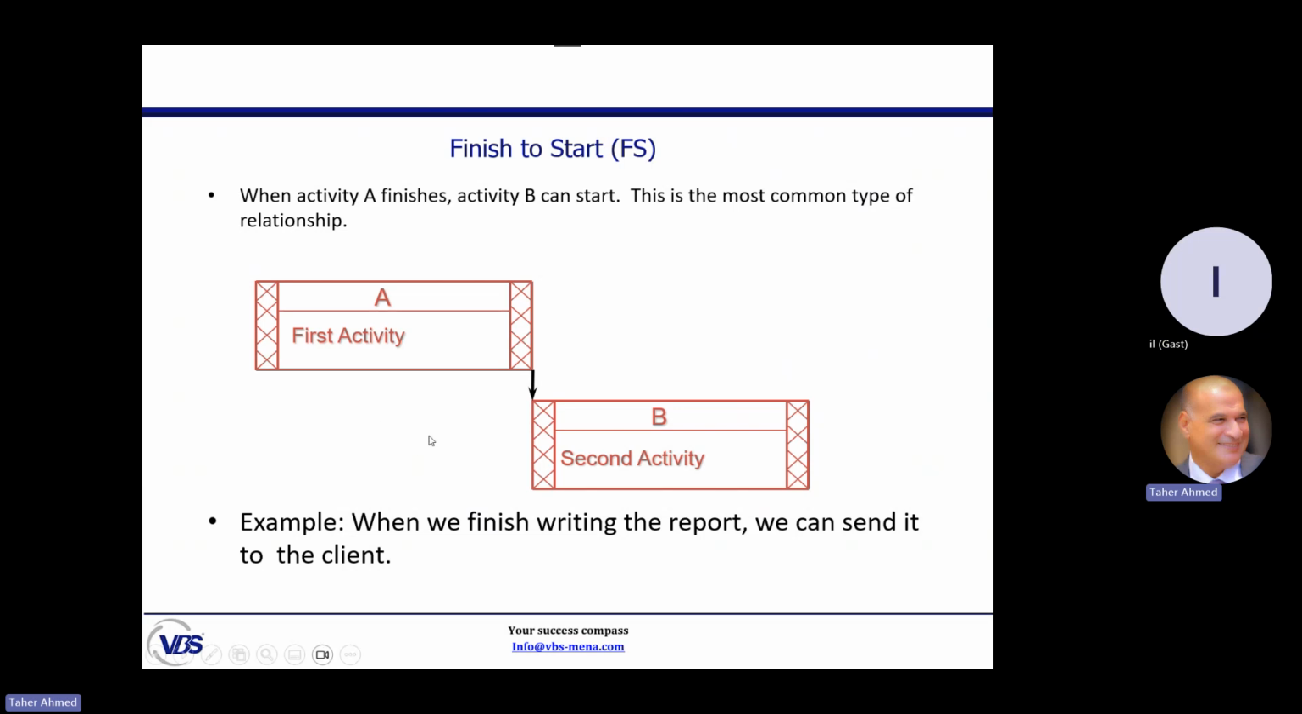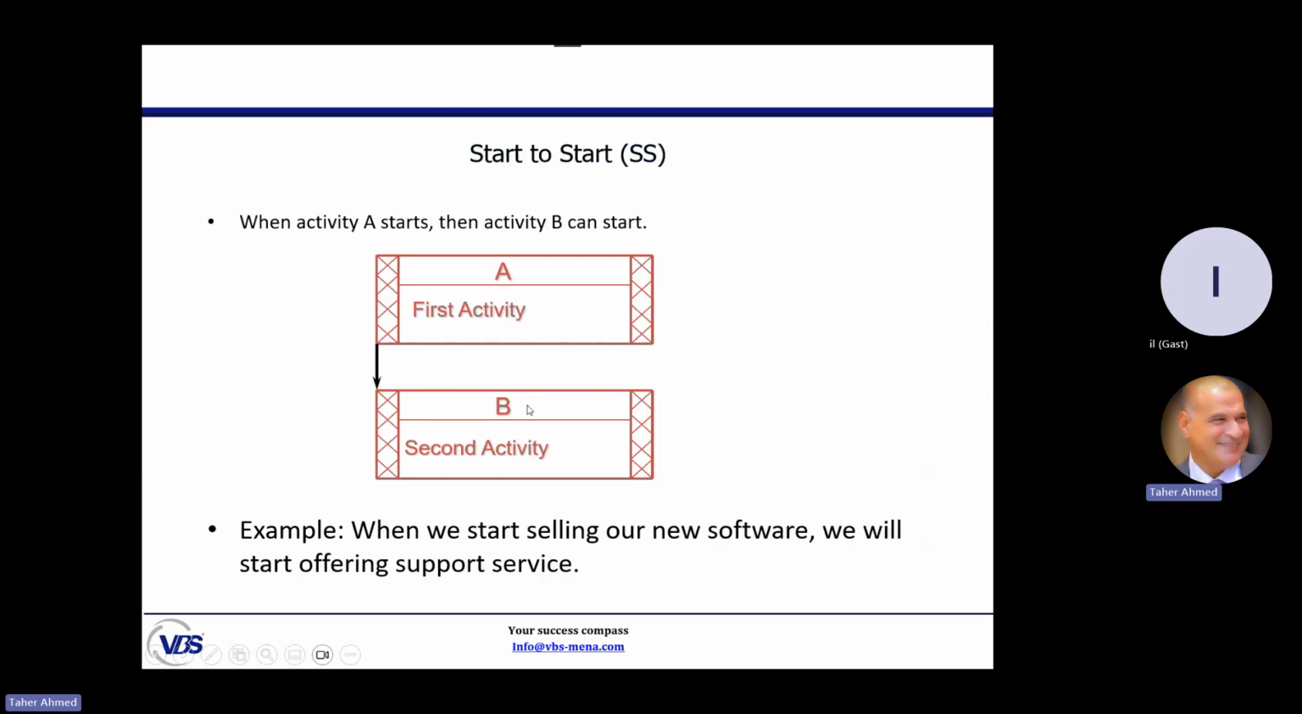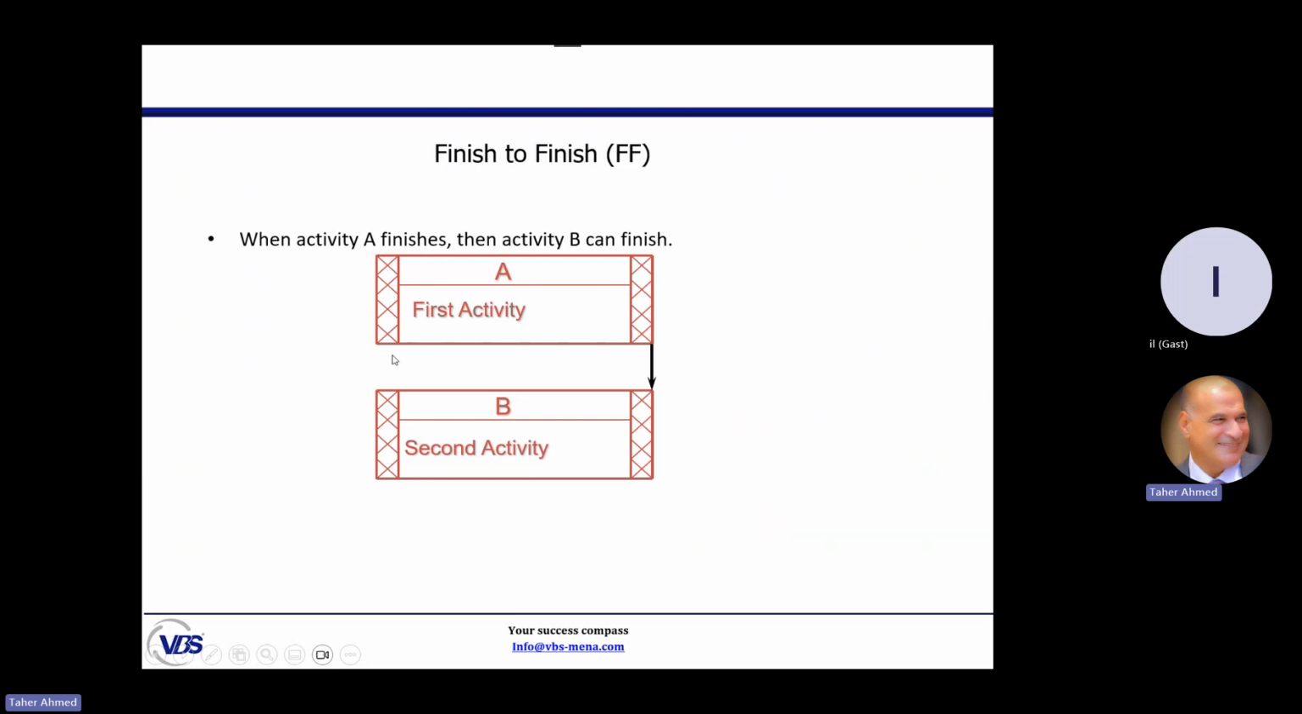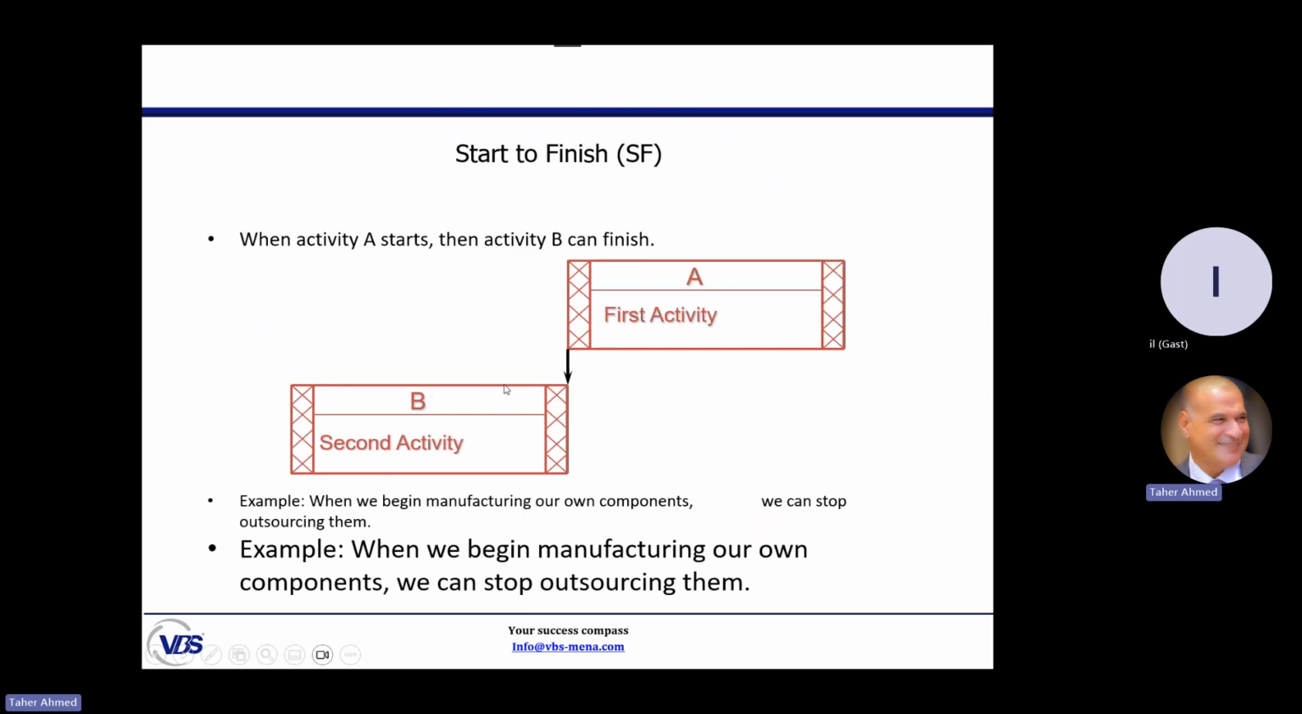What does finish to start mean? When a predecessor activity finishes, it means that the second activity, or successor activity, can start. Here it is. This is what we call start to start. Both of them can start together. And finish to finish, both of them can finish together. And start to finish, this is a very rare relationship.